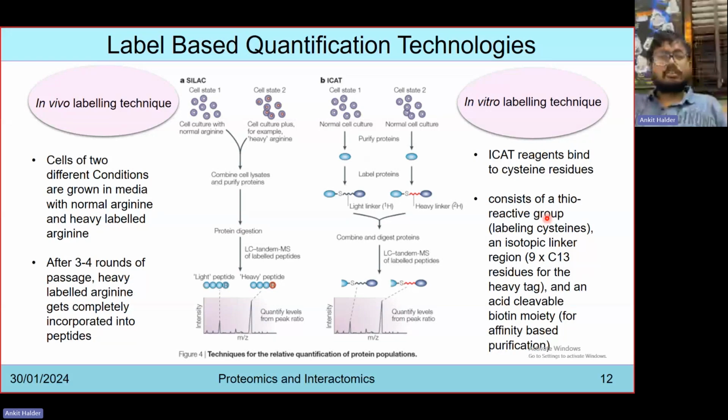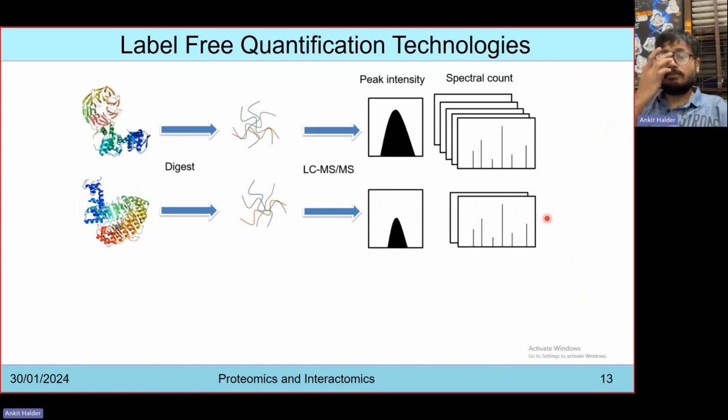Yeah. So this is for the in vitro labeling method, which consists of a certain thioreactive group and those things to have purification and so getting the isotope-coded affinity tag. So these are a few of those techniques which use different labels to have the quantification. These label-based techniques have certain difficulties and certain things which become difficult.